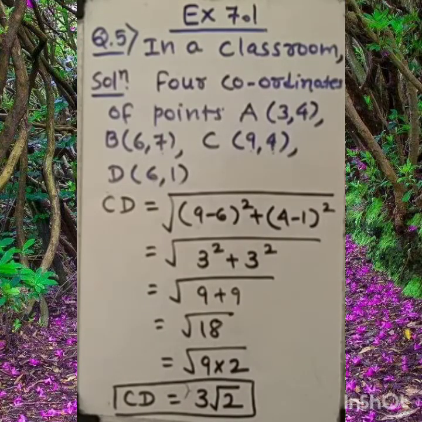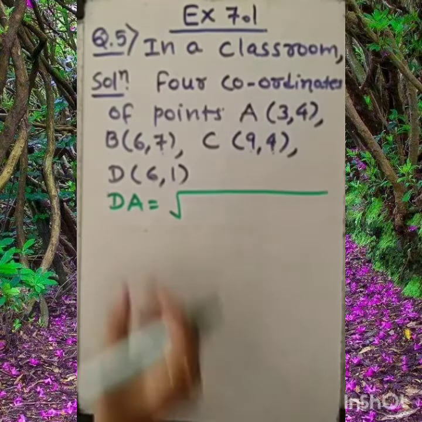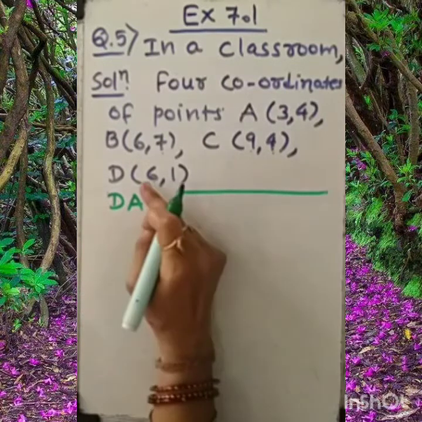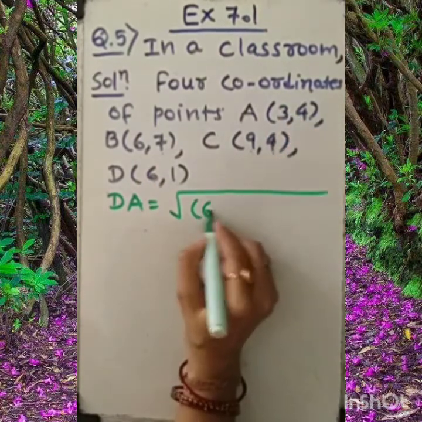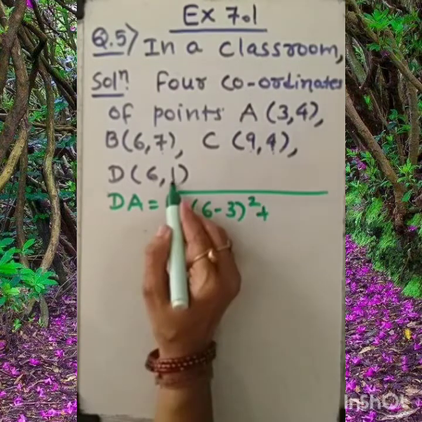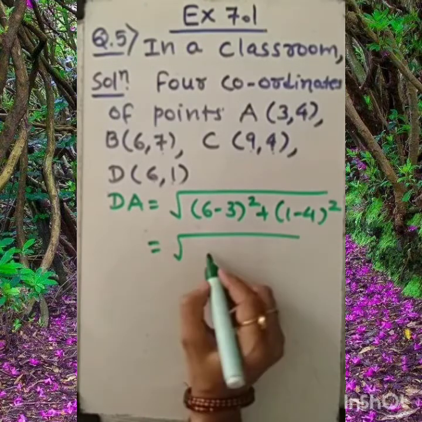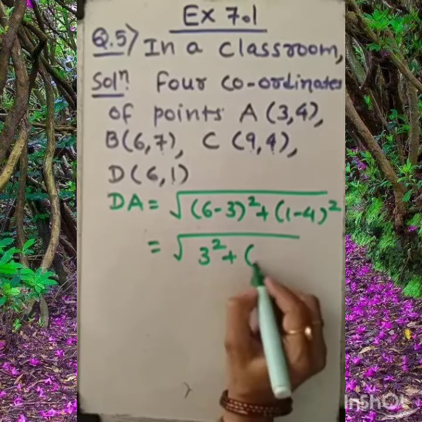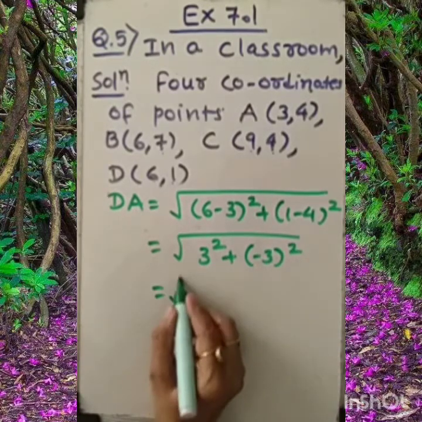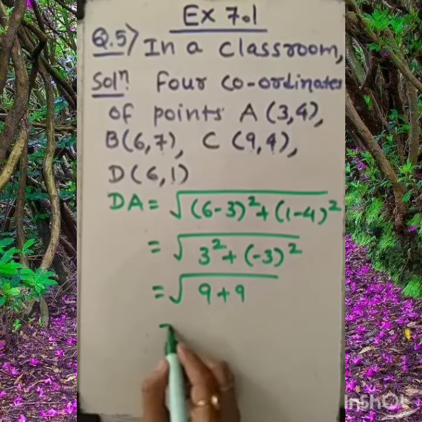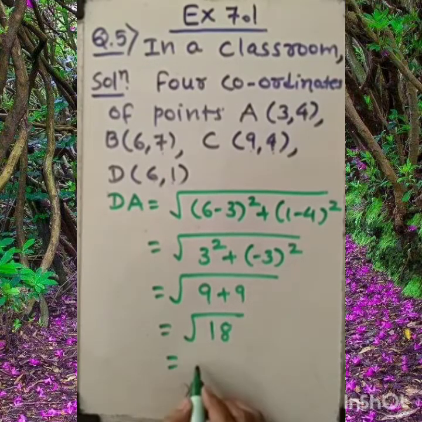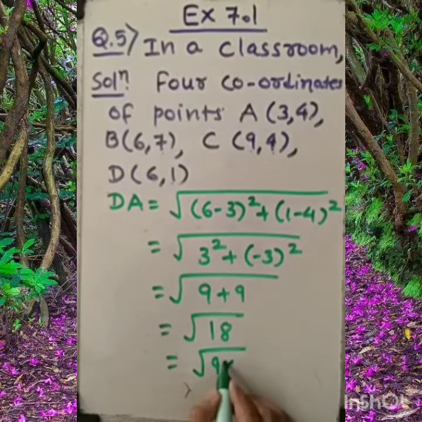Now one more side is left, that is AD. Let's work out upon that also. So dear student, let's find the fourth side, that is DA. 6 minus 3, be careful, plus 1 minus 4 whole square. So you know very well 6 minus 3 is 3 square, 1 minus 4 is minus 3 square. Dear student, negative number square is also positive. So again it is under root 18, that is under root of 9 times 2, 18. So that is also coming same.